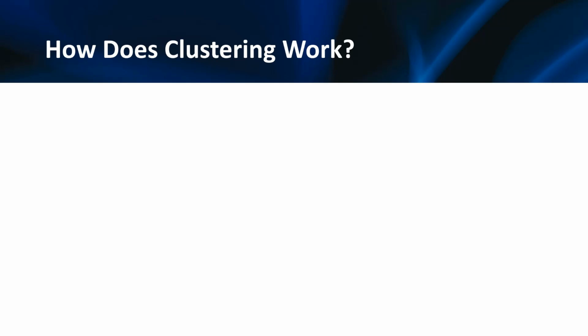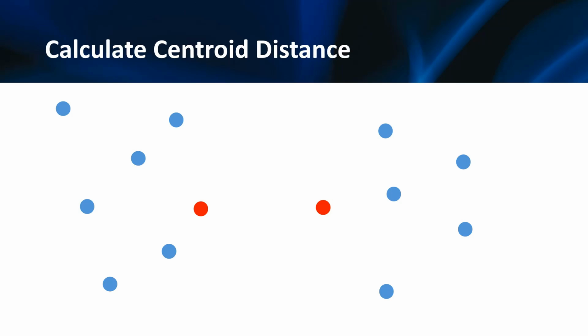A bit more information about how clustering works can be seen here with a collection of data points. And this is a fairly simple example. You can see that there's a group on the left and a group on the right. If we add centroids to the middle, then we can move them around to identify the middle of the two groups. So to calculate the centroid distance, we find the points that are closest and then move the centroid to the middle of that group.